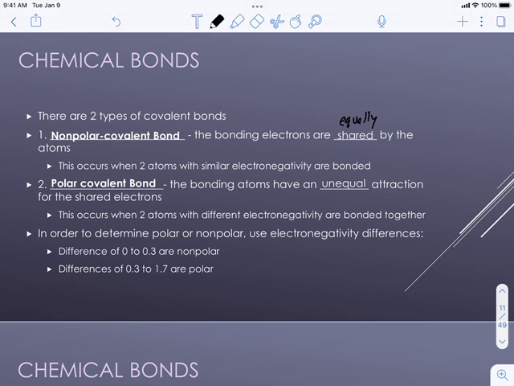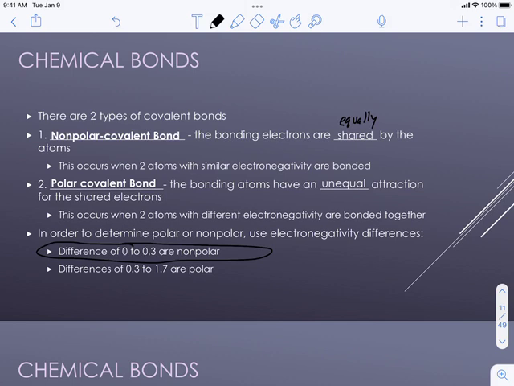We'll use our table of electronegativity values, and we'll find the difference between two elements. If they have a difference of anywhere from 0 to 0.3, the bond is considered nonpolar. So there's equal. They have relatively equal electronegativity values.